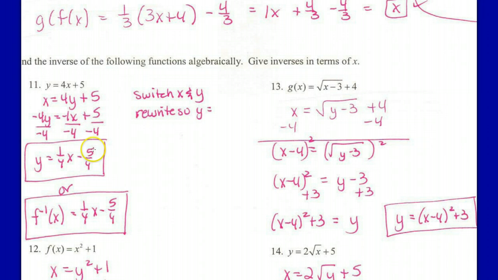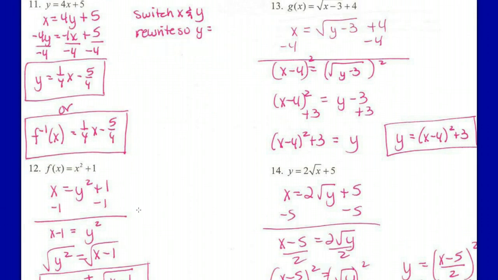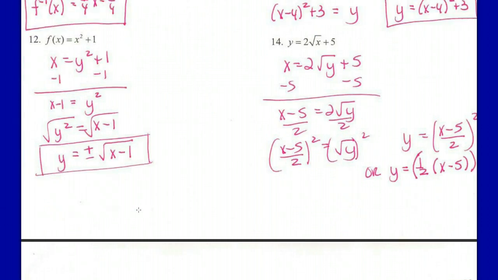Basically all the steps are here. I really don't want to go sit there and go through all these, but you can look at the steps. The big thing is you switch x and y, and then solve for y. Get y by itself again, and that's how you do those. A little complicated, but not too bad.